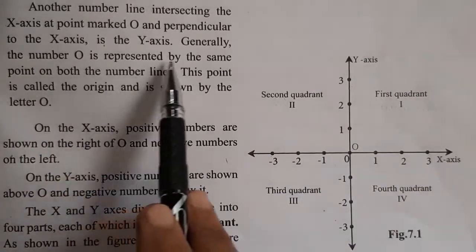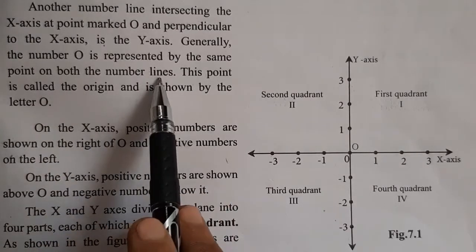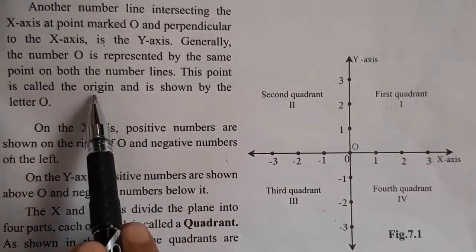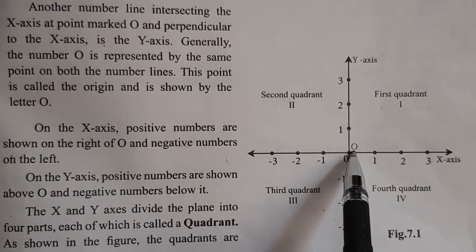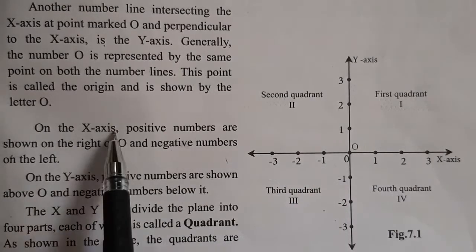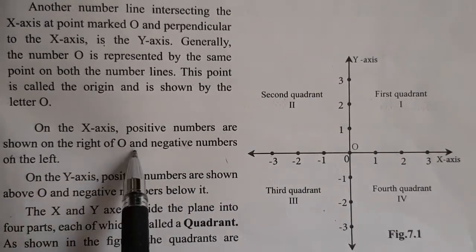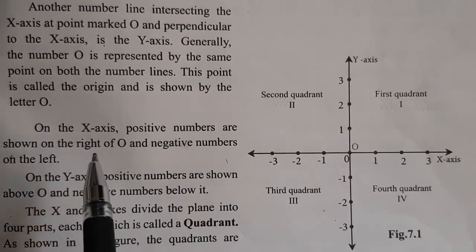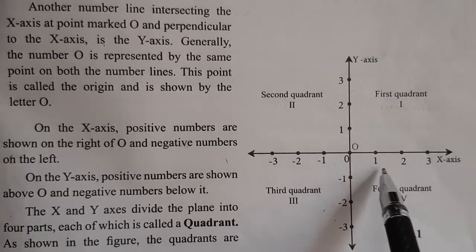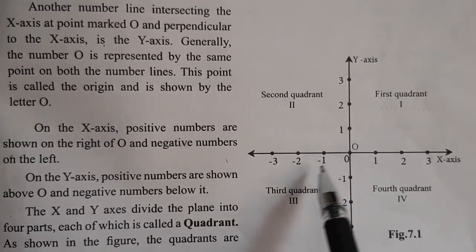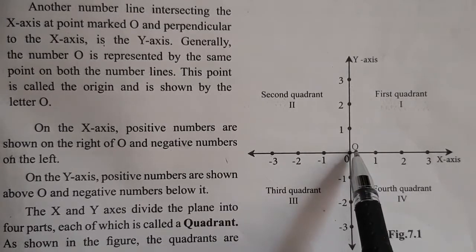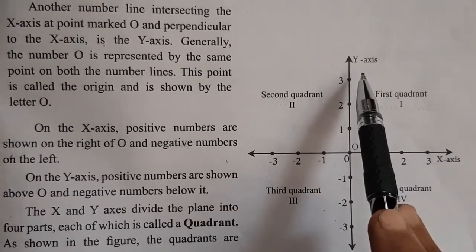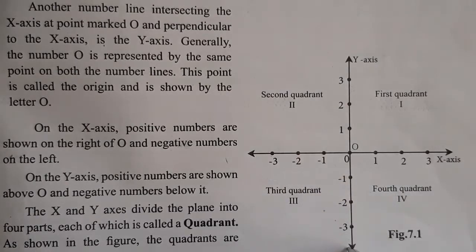Generally, the number 0 is represented by the same point on both number lines. The point is called the origin and is shown by the letter O. On the x-axis, positive numbers are shown on the right side of O and negative numbers on the left side. Similarly, on the y-axis, positive numbers are shown above the origin and negative numbers are shown below it, or we can say the downside of the origin.